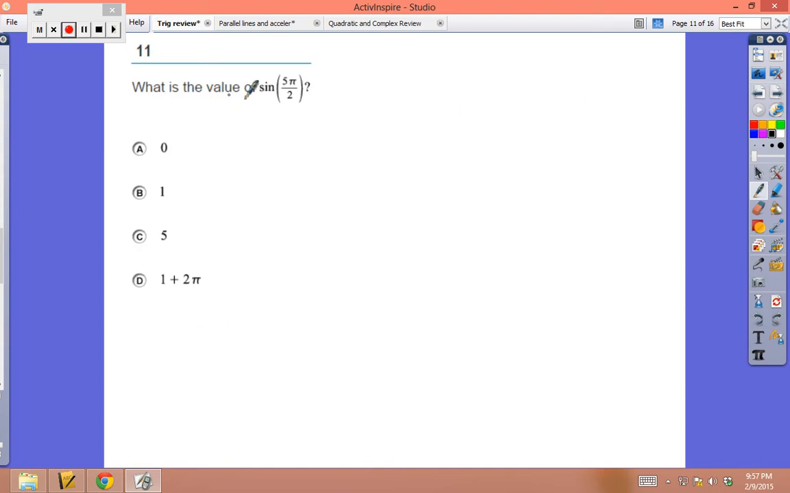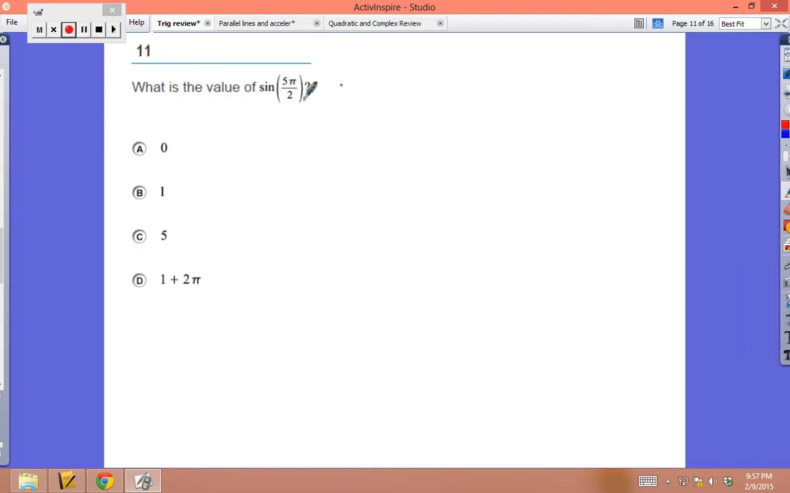11. What is the value of the sine of 5 pi over 2? First of all, move number 1, change that to degrees. So 180 over pi, and pi is cancelled. 2 goes into 180 90 times, so 90 times 5. So that's going to be 450 degrees. So that's more than a circle. So I'm going to take away a revolution, and that leaves me with 90 left over.